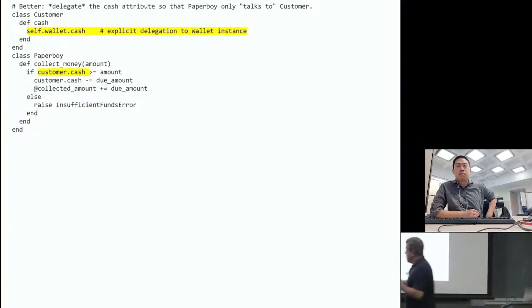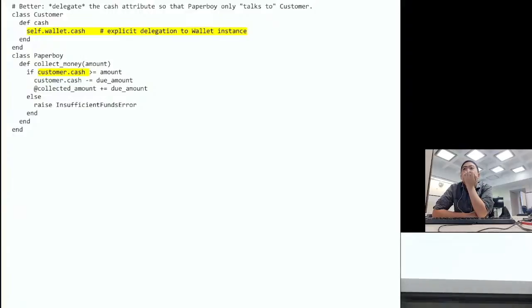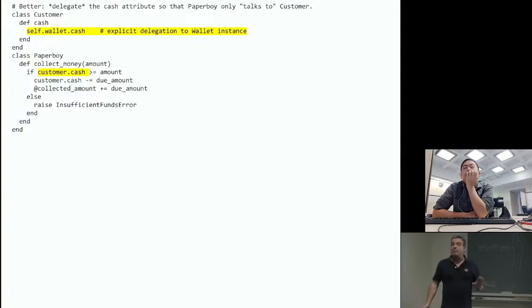So this is somewhat of an improvement because now the Paperboy just has to know, I can ask the customer if the customer has enough cash. How the customer determines whether they have enough cash is none of my business because I only talk to my friends, not to strangers. So if the implementation of how the customer manages their cash changes, then the code down in Paperboy is insulated from that change, right? And that's the whole goal here, to try to avoid needless churn that results from changes like that.